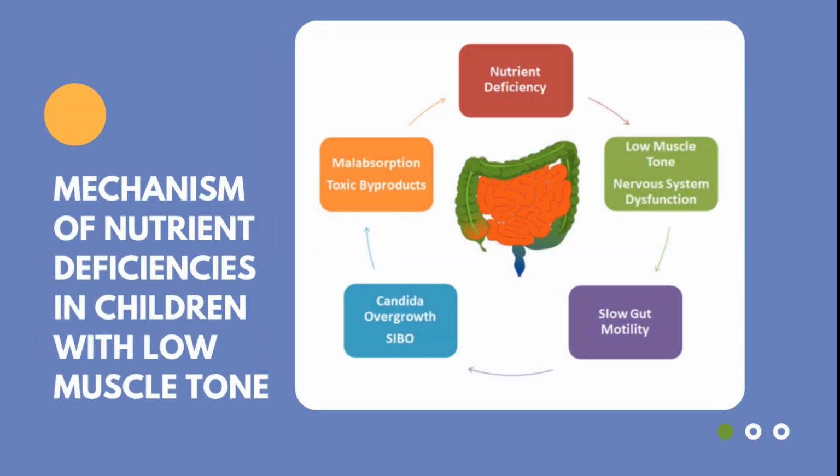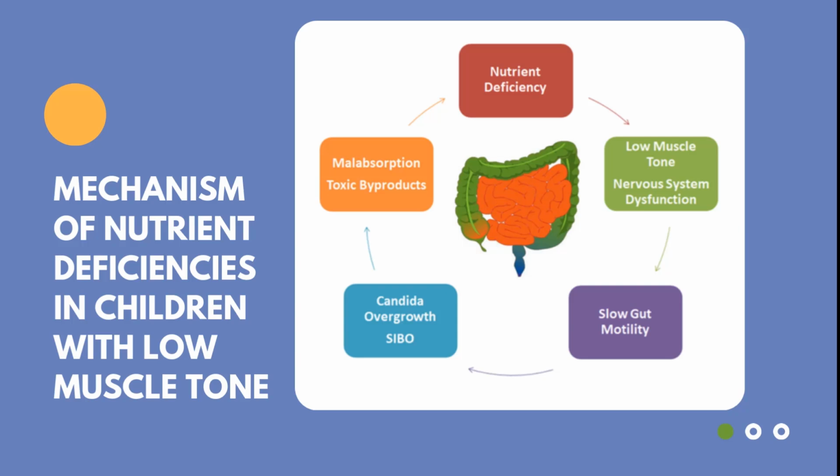So why would these nutrient deficiencies occur? Nutrient deficiencies, your vitamin B1, your B2, and many others, minerals, B12, sometimes folate, amino acid deficiencies. Why would they occur in any child with low muscle tone, regardless of their genetics? So if we start in the lower right-hand corner and we look at slow gut motility, that's where I want to start with this image.